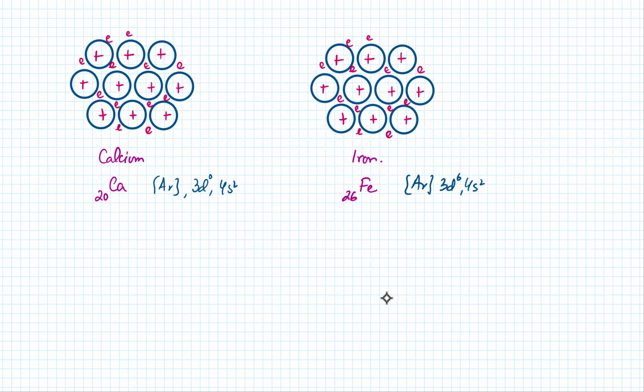But the electronic configuration is kind of the same. The outermost electron is in the s subshell in both iron and calcium. But since iron has more protons, it's got six more protons, that means higher nuclear charge, and that would lead to stronger attraction, and that would lead to smaller atomic radius.